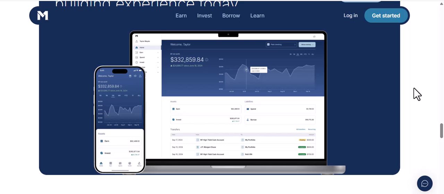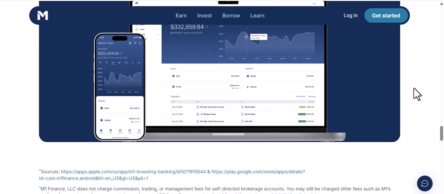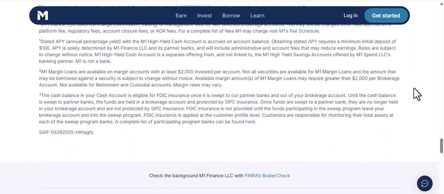Step 3. M1 automates the rest. This is the magic part. When the scheduled transfer hits your M1 account, M1's dynamic rebalancing feature automatically invests the new money into your pie. It directs the funds to the holdings that are below their target percentage. This isn't just buying, it's smart buying. M1 is essentially dollar cost averaging and rebalancing your portfolio at the same time, ensuring your investments stay aligned with your long-term goals. It's a completely hands-off approach.